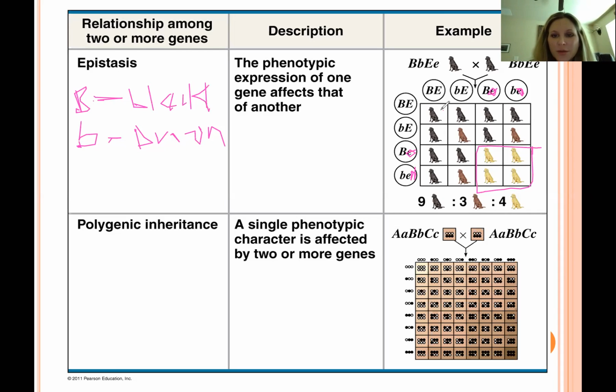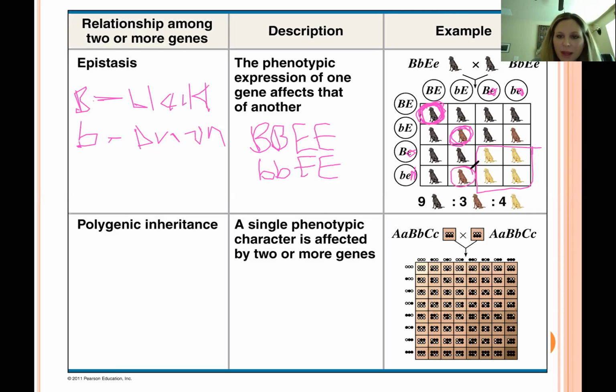So if you were to do the Punnett square, and you were to actually write out the genotype for this black dog right here, if you cross those two things, what would you get? Big B, big B, big E, big E. Cool. What about this brown one right here? If you were to write out the genotype for that brown one, what would you get? Little b, little b, big E, big E. Awesome. What about this brown one right here? You would get little b, little b, big E, little e.